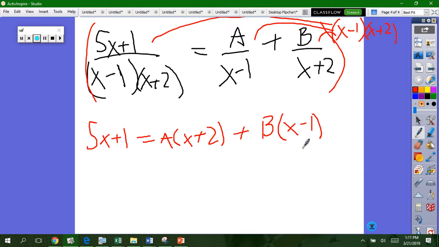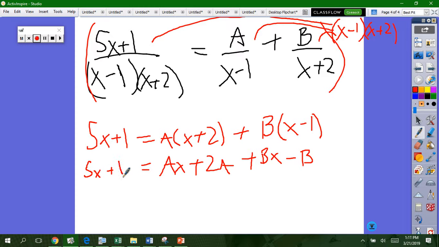Okay. Now I'm going to distribute, because once again, doesn't that A represent a number? Let's say, what would we do? Well, I'm going to distribute it through. So I know that I have Ax plus 2A plus Bx minus B should equal 5x plus 1.